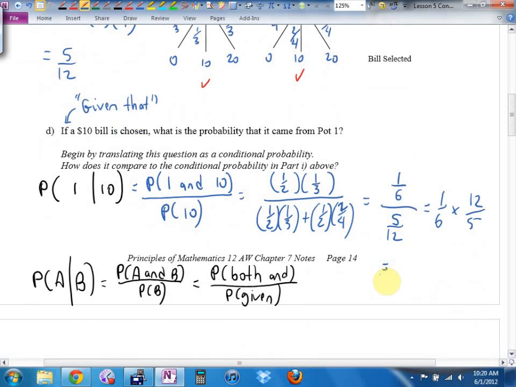If you know that a $10 bill was chosen, the odds that it came from pot 1 are 12 out of 30, or divide by 6, 2 out of 5. The odds that it came from pot B are 3 out of 5. Conditional probability. It's the probability of both and divided by the given one. When do you use it, Joel? Because you notice you're going up the tree.